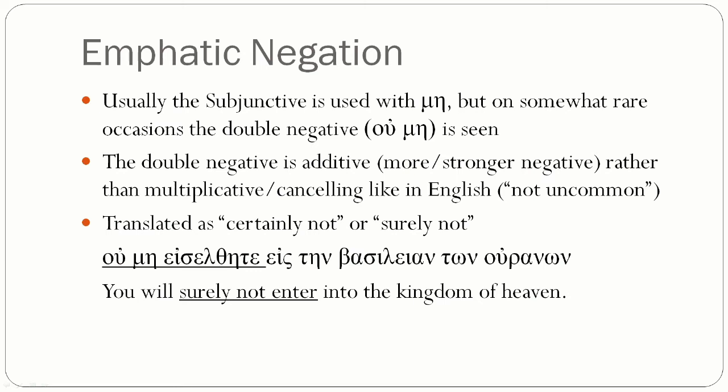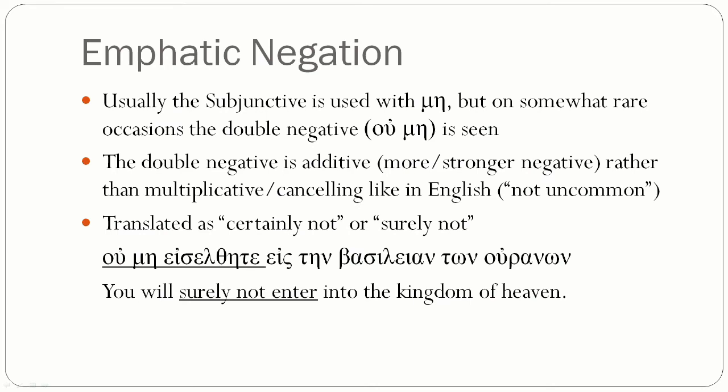I've put here an example in English. If something is not uncommon, it is not uncommon to see rain and sun together if you're in the tropics. If you're in Hawaii, you can often see sun shining and then it's raining on your head. That is not uncommon, which means, if you want to be totally clear, that not uncommon actually means common. But in Greek, that's not the case. The double negative adds on to each other, so it makes it more negative. So this emphatic negation subjunctive is translated as certainly not.